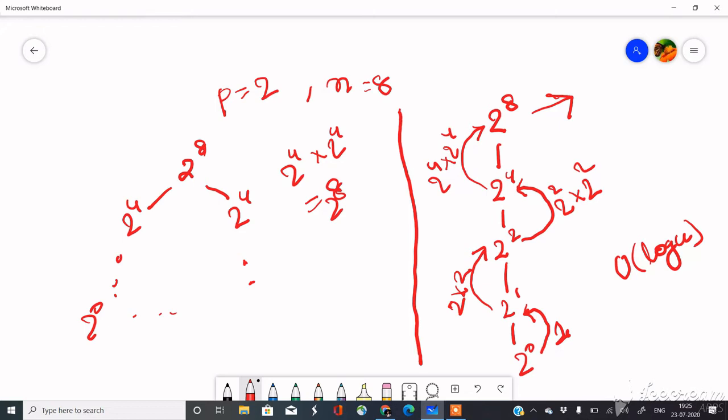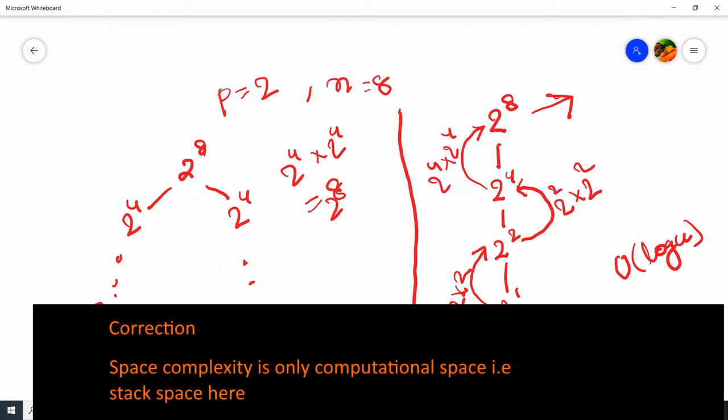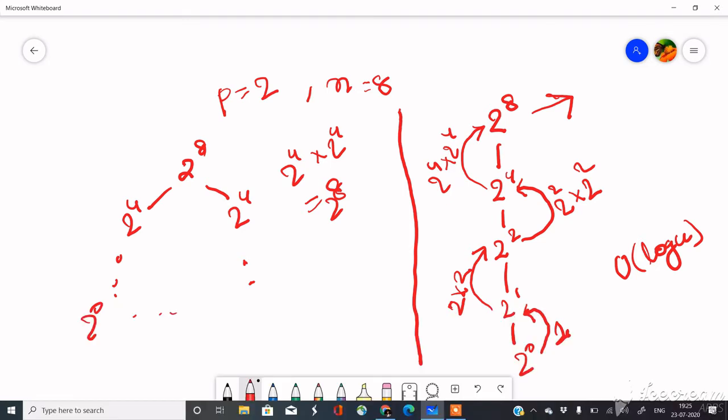Okay, and here we see what the space complexity is. Space complexity is the input space plus the space required during the computation. So in the input space we have order of 1 because just two integers, whereas in the computation space we have the stack. So in the stack we have to store this 2 power 8, 2 power 4, 2 power 2, 2 power 1, 2 power 0, all has to be stored in a stack during the recursion. So in the space complexity also we get order of log of n, right?